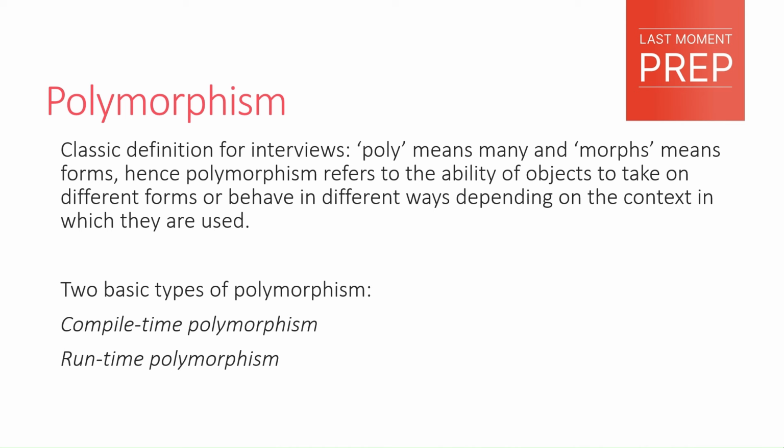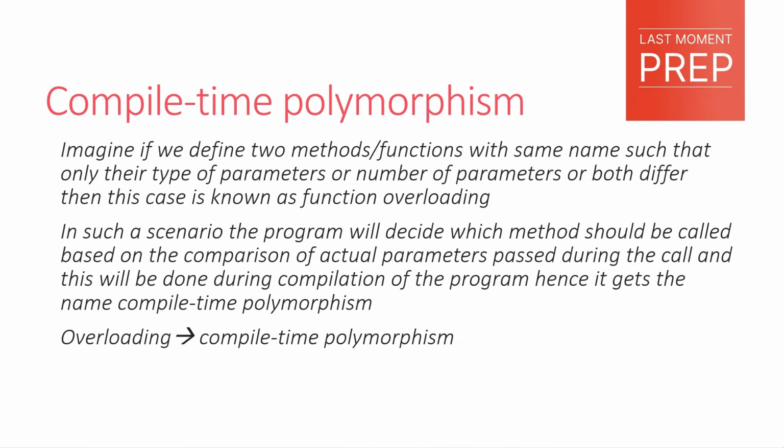Now, there are two types of polymorphism. One is compile time polymorphism, and the other is runtime polymorphism. Let's consider compile time polymorphism first. Imagine if we define two methods or functions with the same name such that only their type of parameters or number of parameters, or maybe both, differ. In this case, we call it function overloading.